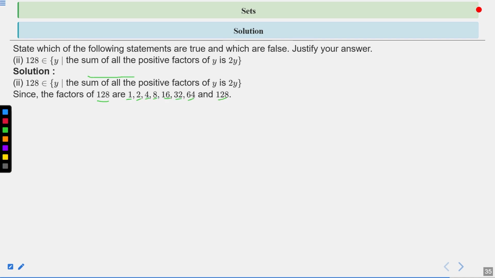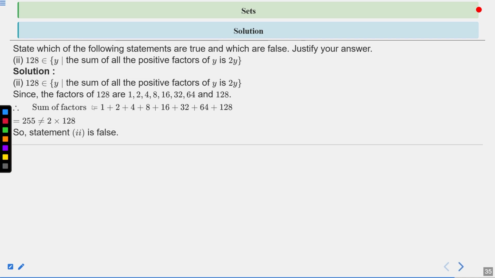Now, sum of all the positive factors of y. So add them. So adding, what we are getting is 255, which is not equal to 2 times of 128. So not satisfying the condition, meaning second statement is false. Clear? Moving on to third.